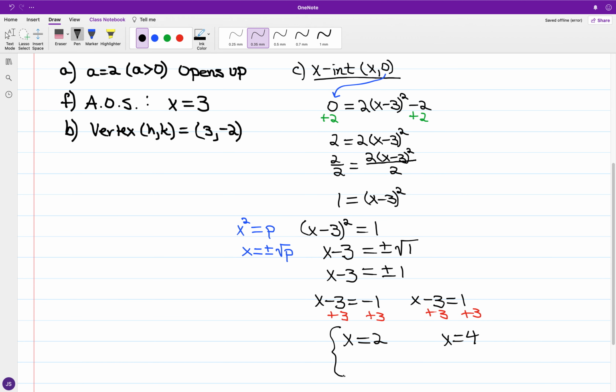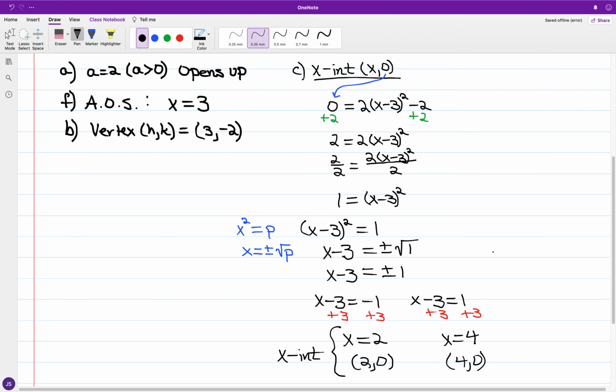And so with our x-intercepts, we have x equal to 2 and x equal to 4. And if I display in coordinate fashion, we have 2, 0, as well as 4, 0.